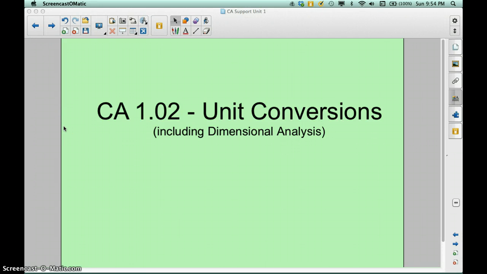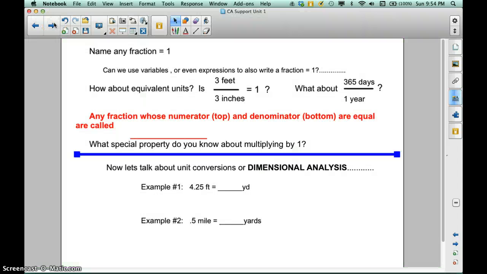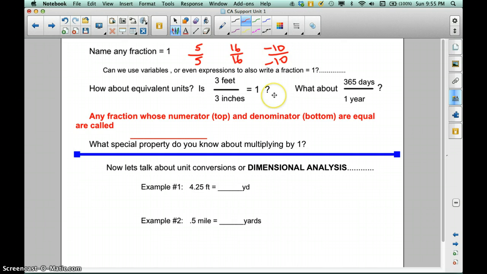This video is on unit conversions, including dimensional analysis. To begin, I want to ask you to name any fraction equal to 1. What about 5 over 5? That's equal to 1. Or 16 over 16, or negative 10 over negative 10. Isn't it true that any number over itself is equal to 1?